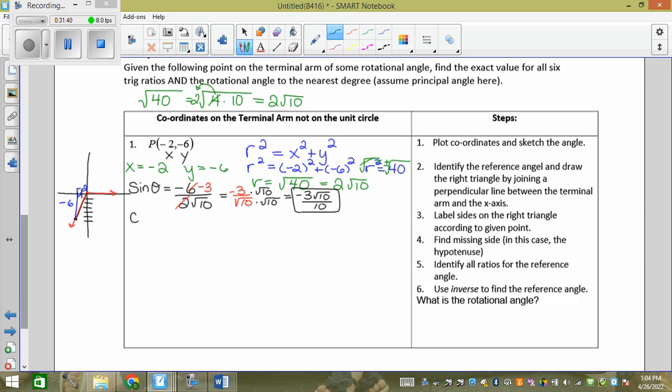Cos theta. A good thing on a test is they'll just give you a coordinate and then ask for usually 1 trig ratio, like cos, sine, tan, cotan, right? So cos theta, cook extra rice. So we're going to get negative 2 over 2 root 10. The 2's can cancel, so I'm left with negative 1 over root 10. And then I need to rationalize my denominator. So I get negative root 10 over 10.